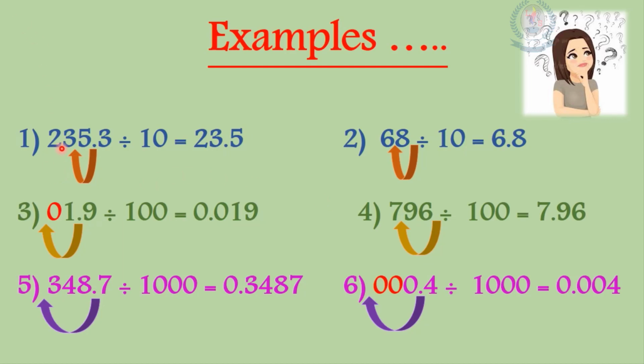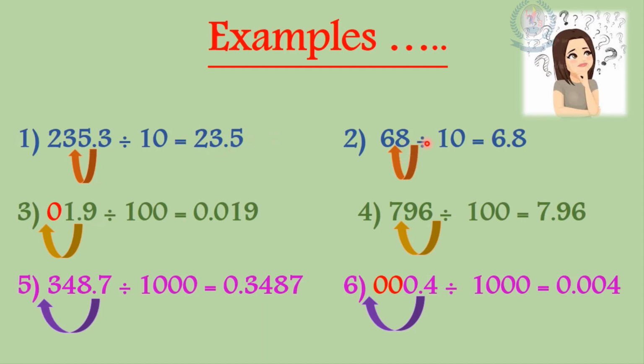First one, 235.3 divides by 10. Since we have to divide by 10, we have to move the decimal place to left hand side by 1 digit. Now the decimal place is in between 5 and 3. So we take it to left hand side by 1 digit, and it has come to in between 3 and 5. So the answer is 23.5.